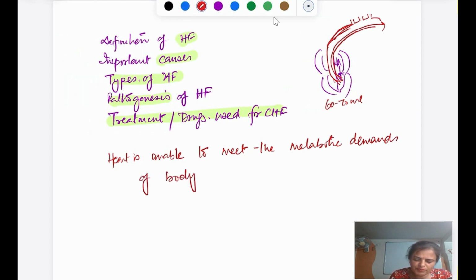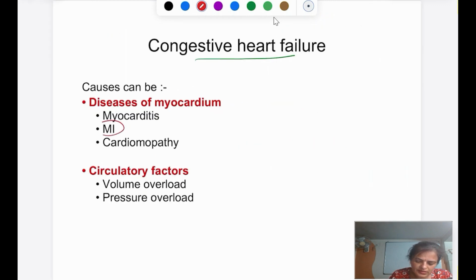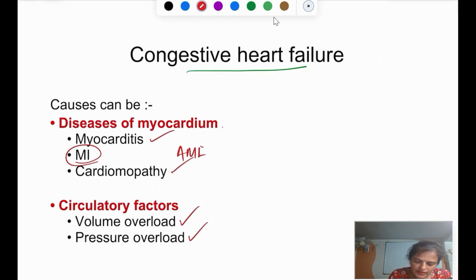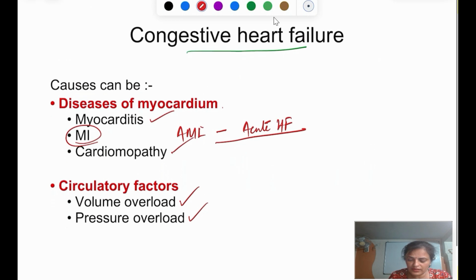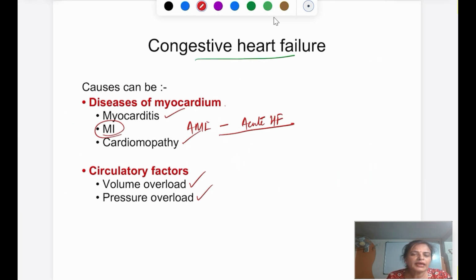And its most important cause is myocardial infarction. Others are diseases of the myocardium like myocarditis, cardiomyopathy, then volume overload in most of the incompetence, and pressure overload in most of the stenosis. But acute myocardial infarction leads to acute heart failure, and you have to treat it in a totally different way because it is an emergency.